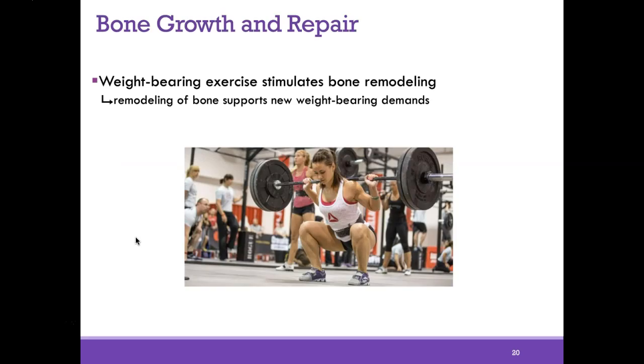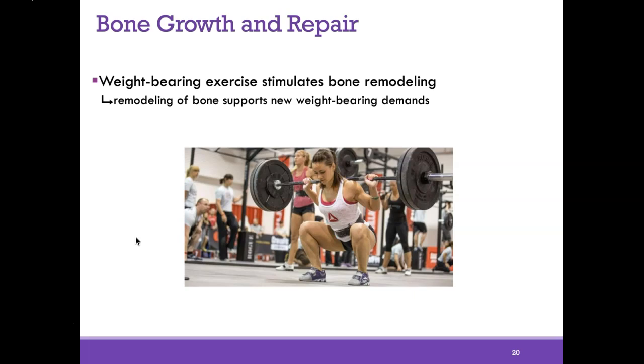So to build new bone, it is important that you do weight-bearing exercise. Weight-bearing exercise stimulates bone remodeling. You're basically telling your body that you're going to have some more weight to withstand, so you better build the bone stronger. Very similar to how the body builds muscle. When you use your muscles more, you're going to build it. So use it or lose it. The more you use your bones, the more they will be built.